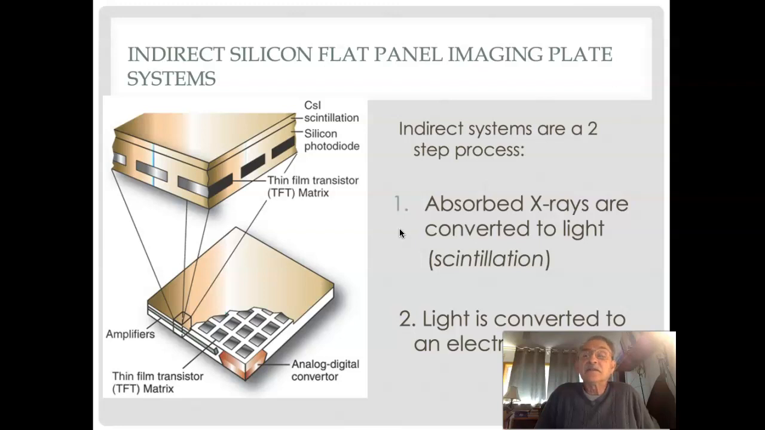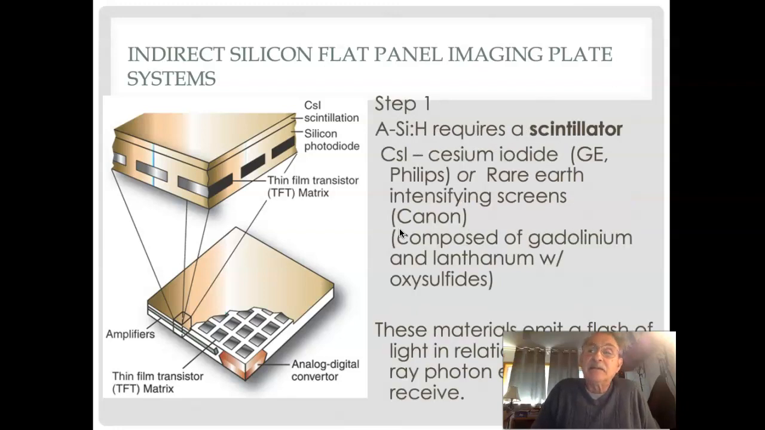The indirect system, incidentally, is not unlike what we talked about with the CR paradigm, where the latent image is released as light, and then that light is turned into the resultant signal, which goes through the analog to digital converter. So all of the steps are there, it's just that they happen in a slightly different way. All right, so step one. This one is not amorphous selenium, this is amorphous silicon. And amorphous silicon, this is the scintillator.